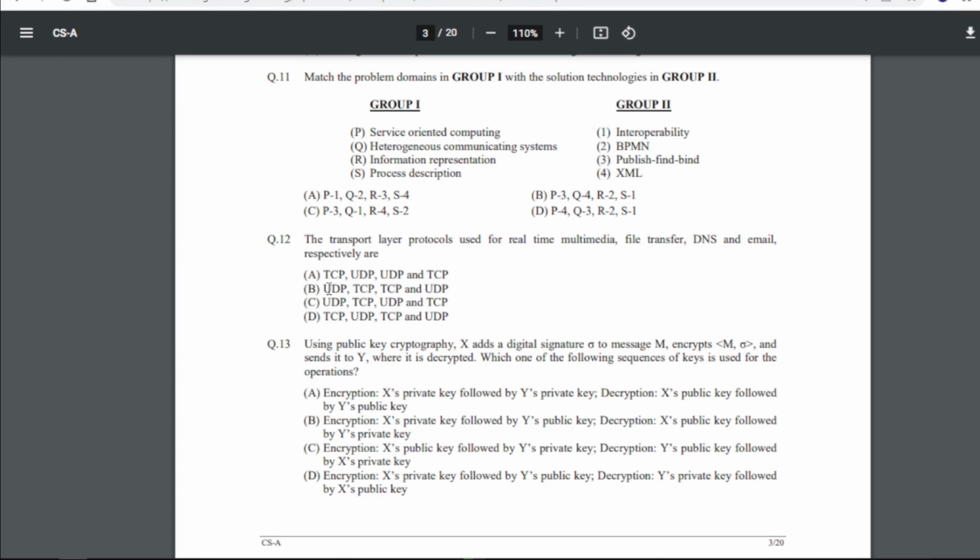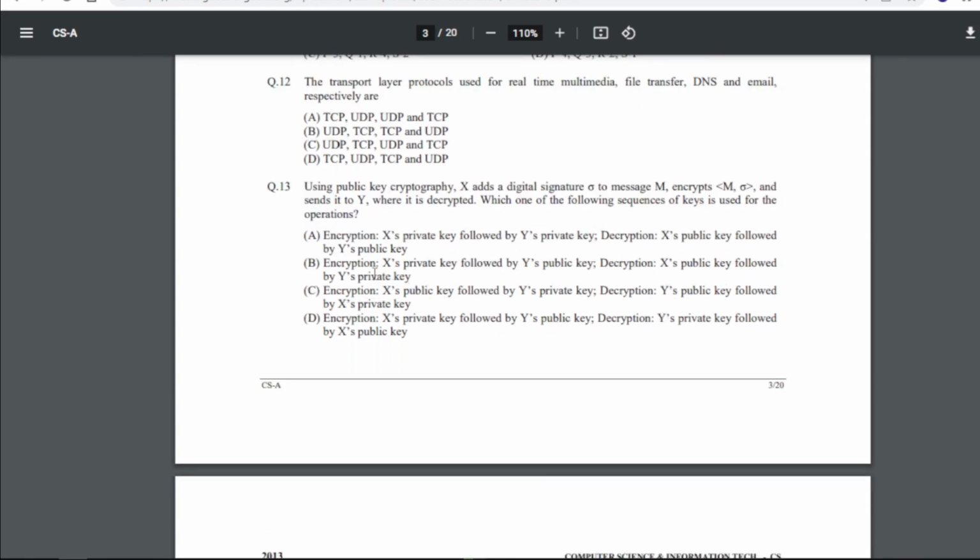12th is, the transport layer protocols used for real-time multimedia, file transfer, DNS and email respectively are what? So if you check all these options, you will find the answer as C again. UDP, that is user datagram protocol, is for real-time multimedia. Then TCP, transmission control protocol, is used for file transfer. Then for DNS, again UDP is used for the domain name system, and for email we use transmission control protocol. So option C, UDP TCP UDP TCP, will be the answer respectively.